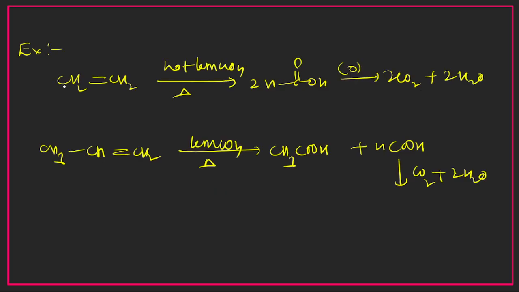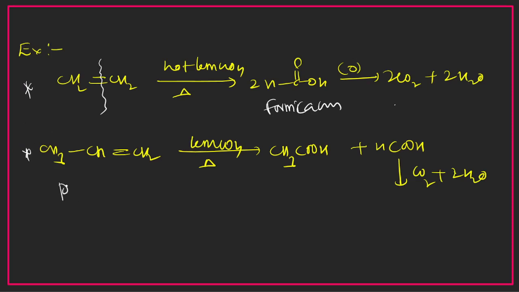Have a look at an example. Ethylene oxidation with hot KMnO4 solution: cleavage of the double bond gives formic acid. It is a terminal alkene. Further oxidation gives carbon dioxide and water.